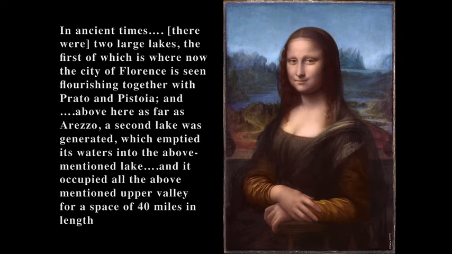And of course the Mona Lisa, and I've done this before, so I'm also apologetic in doing it again, but I think it does still work pretty well. In ancient times, there were two large lakes, the first of which is where now the city of Florence is seen flourishing together with Prato and Pistoia. Above here, as far as Arezzo, a second lake was generated, which emptied its waters into the above-mentioned lake, and it occupied all the above-mentioned upper valley for the space of 40 miles in length.